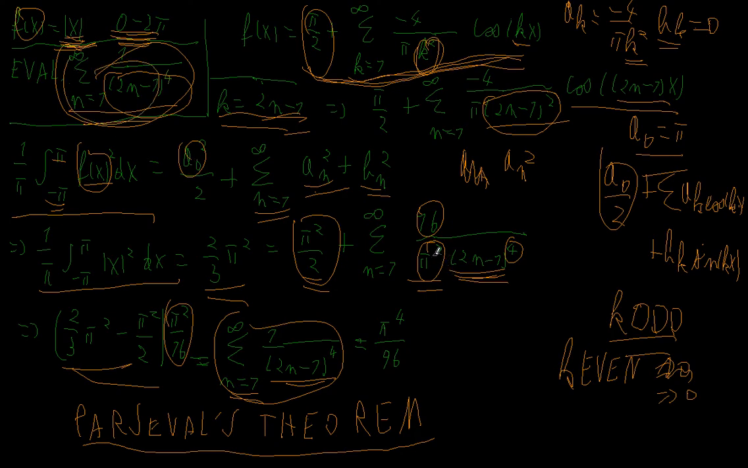So we removed this pi squared over 16 by multiplying by pi squared over 16. And now we simply need to evaluate 2/3 pi squared minus pi squared over 2 times pi squared over 16, and we get pi to the fourth power over 96. And that is the value of the sum from n is equal to 1 to infinity of 1 over 2n minus 1 to the fourth power.